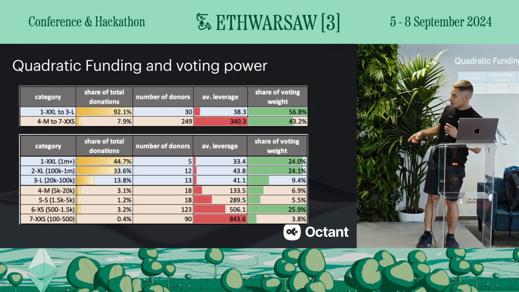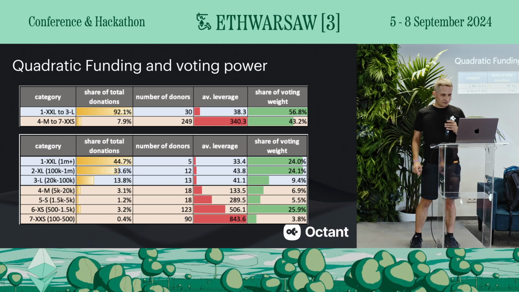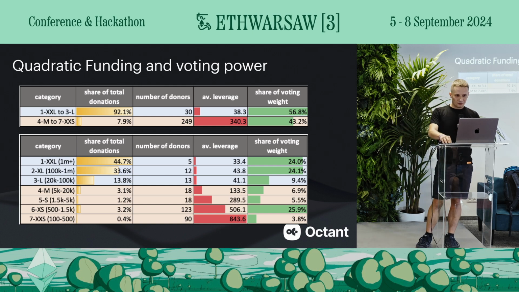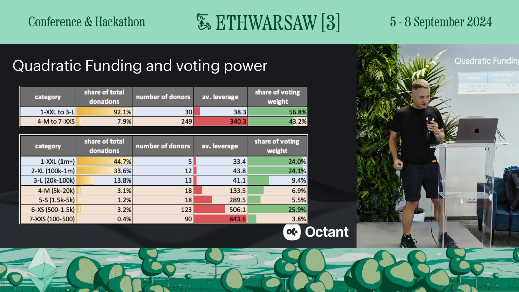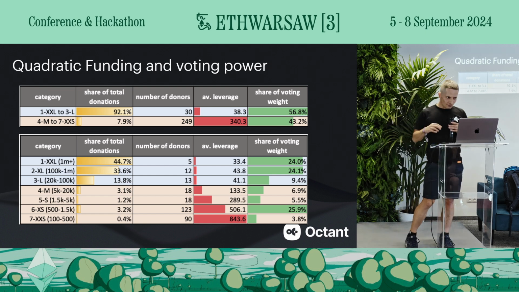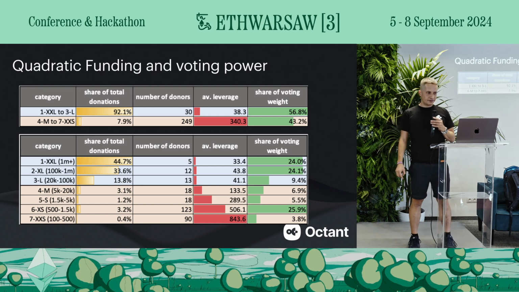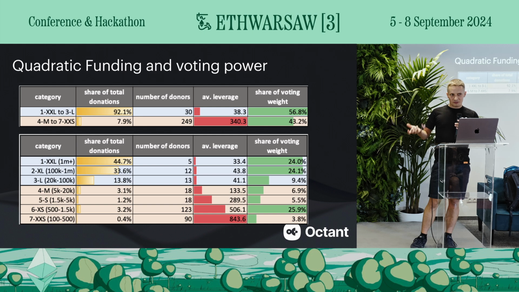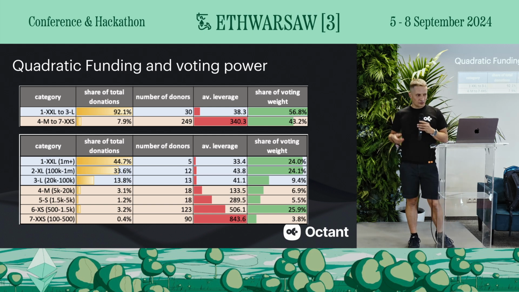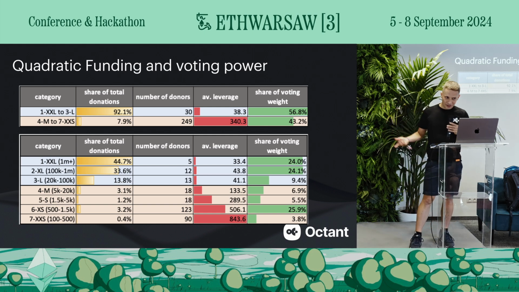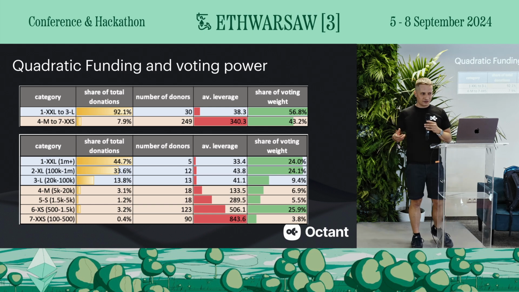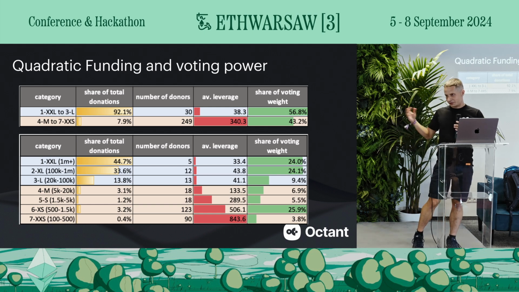These are real numbers, real data from the voting in Epoch 4. In the second column, you can see that the big lockers, those with more than 20,000 GLM locked, had a share in total donations of more than 90%, and this would exactly have been their voting power if we used the linear distribution.